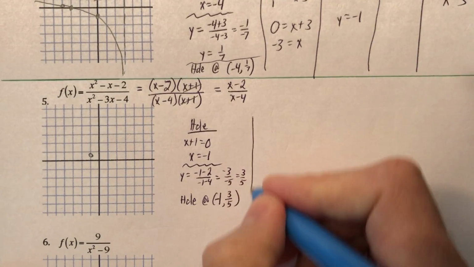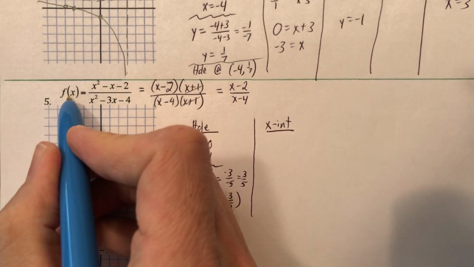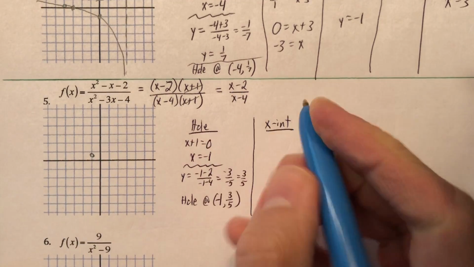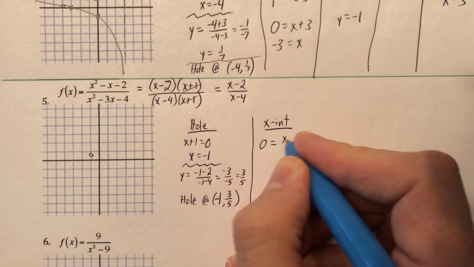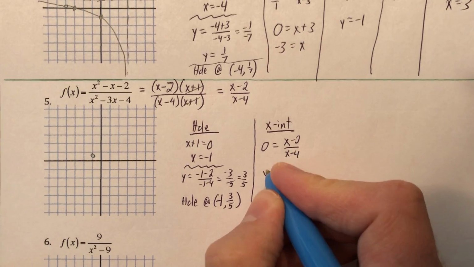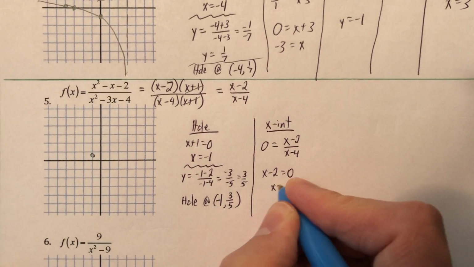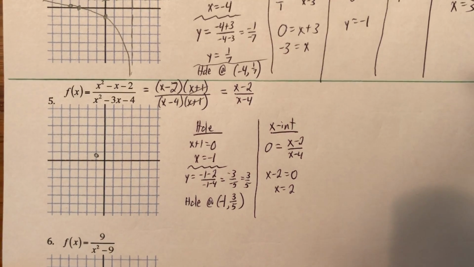All right, that was the hole. Let's do the x-intercept. That's where y equals 0, so 0 equals this. I don't feel like cross multiplying because you know what's about to happen. 1 times that gives me that. 0 times that gives me that. And I cross multiplied anyway. There we go. x equals 2.